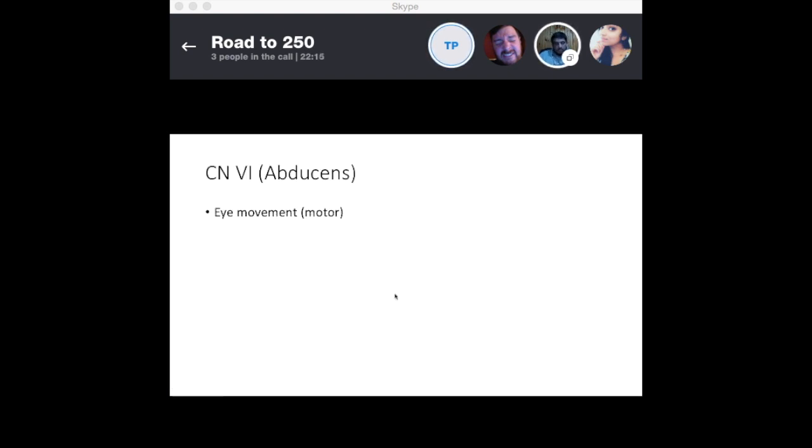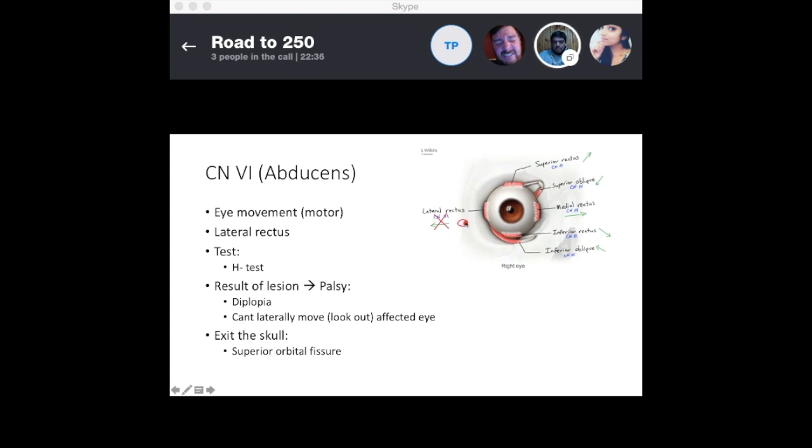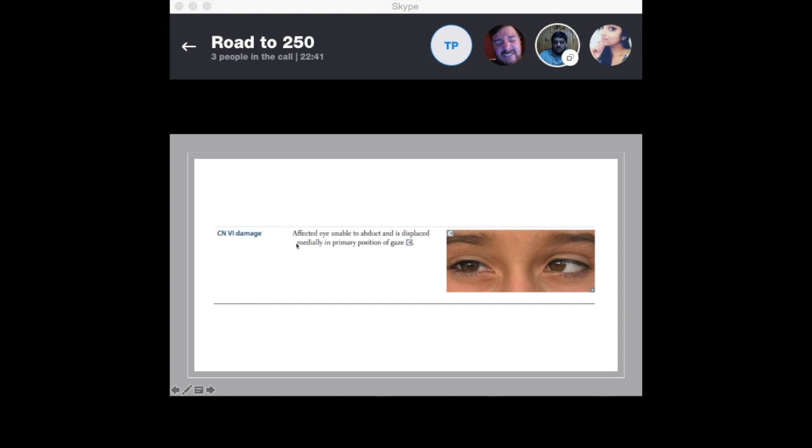So I'm going to skip 5 real fast and just talk about the abducens nerve, which is your cranial nerve 6. It only innervates the lateral rectus. Again, a lesion can cause diplopia, and you can't laterally move or look out in the affected eye. So an example here is the patient, if you're missing the lateral rectus, their eye will look in, as you can see here. So if you have cranial nerve 6 damage, the affected eye is unable to abduct, and is displaced medially in primary position of gaze.